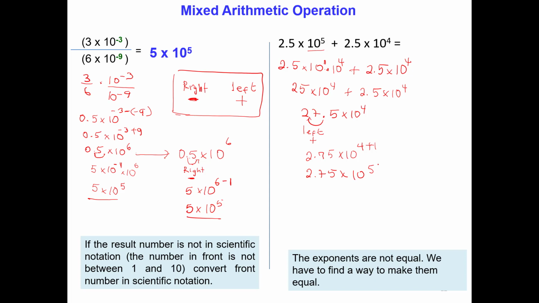The next thing we need to check is the significant digits. Because we are adding, we need to focus on the decimal places. We had 1 decimal place and 1 decimal place. We want the answer with 1 decimal place. Then here we need to round up. Then the answer should be 2.8 times 10 to the power 5.